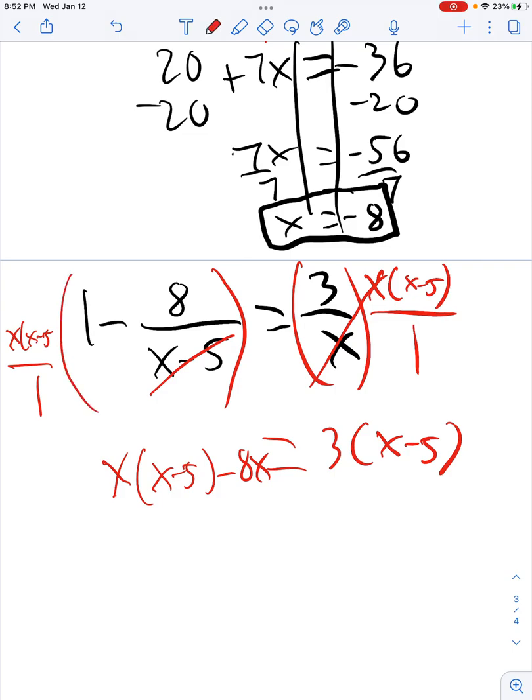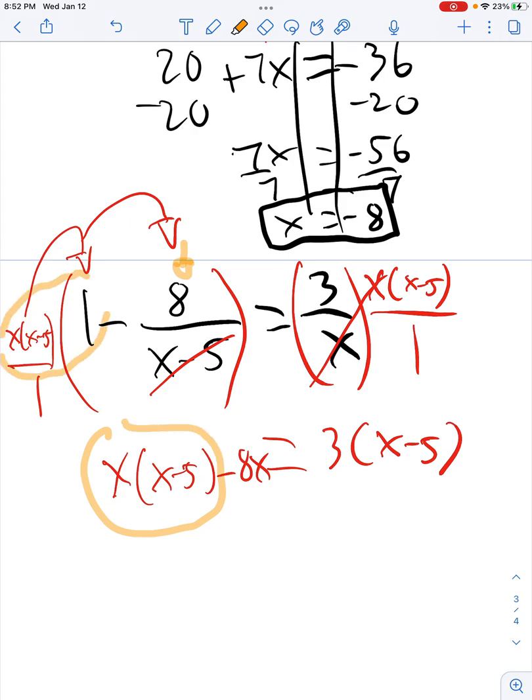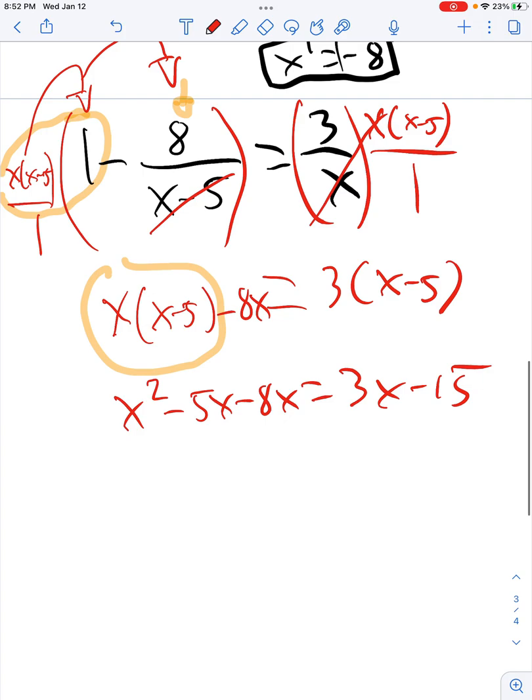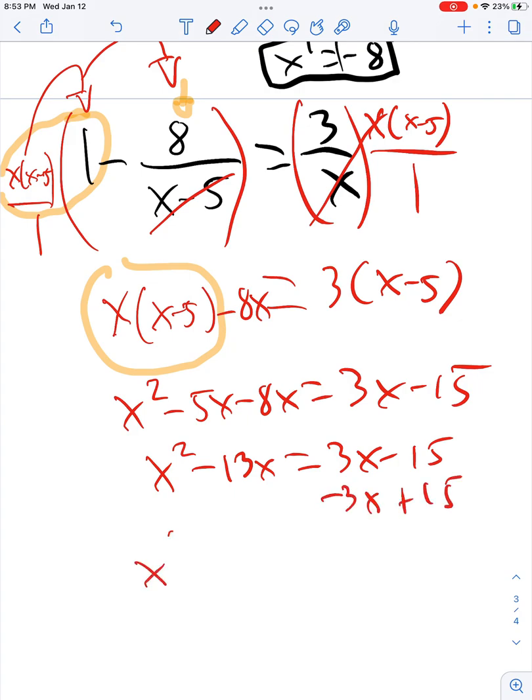Let me just clarify. So again, this is going into this term, and it's going into this term. So when I said it canceled out, it only cancels out on this second term because it's on the top and the bottom. So again, that's how I ended up with getting this x minus 5, because I did 1 times x minus 5, and then 8 times x is how I got 8x there. So if we're simplifying, x squared minus 5x minus 8x equals 3x minus 15. X squared minus 13x equals 3x minus 15.